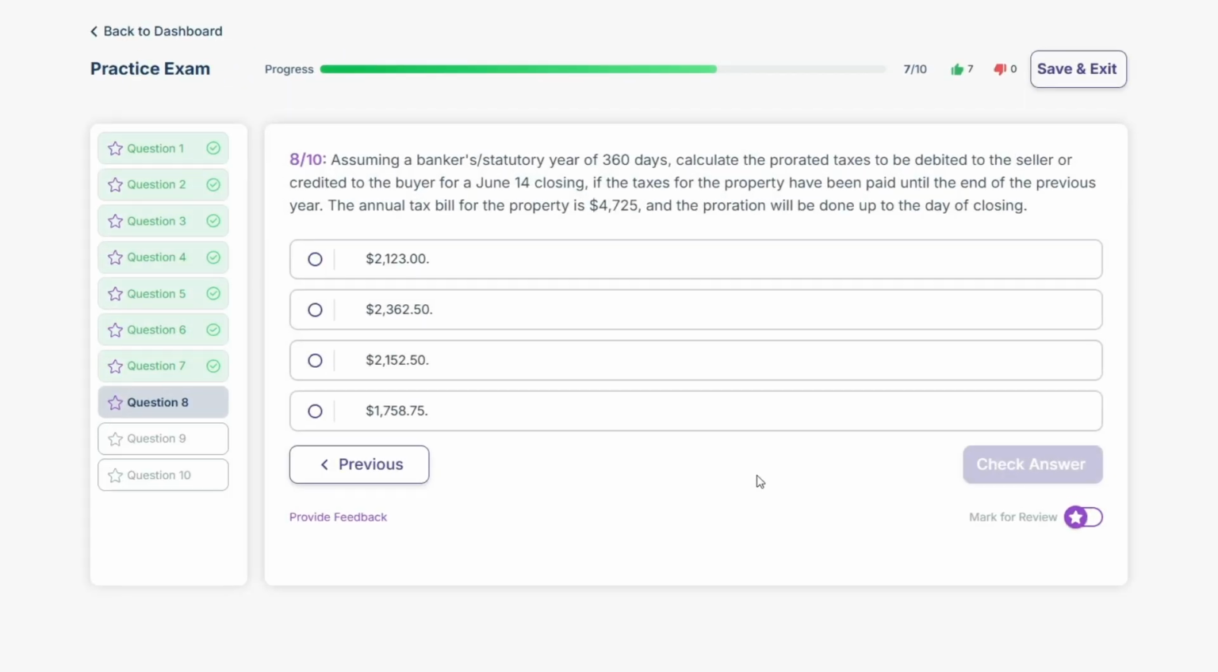Assuming a banker's statutory year of 360 days, calculate the prorated taxes to be debited to the seller or credited to the buyer for a June 14th closing if the taxes for the property have been paid until the end of the previous year. The annual tax bill for the property is $4,725, and the proration will be done up to the day of closing.